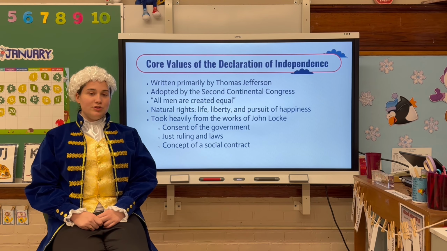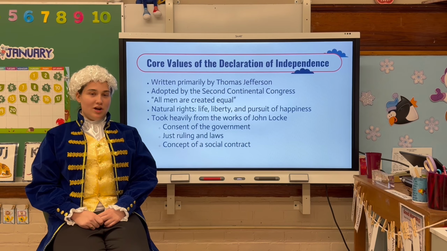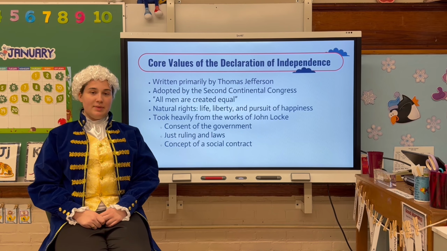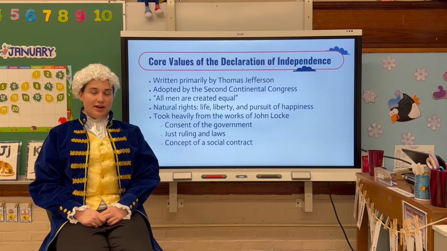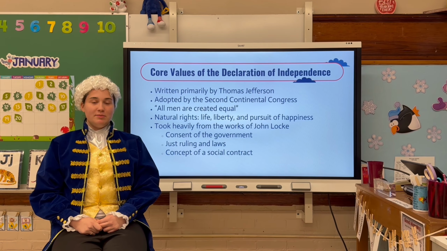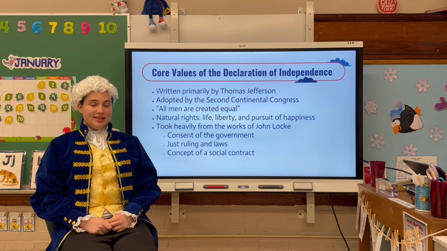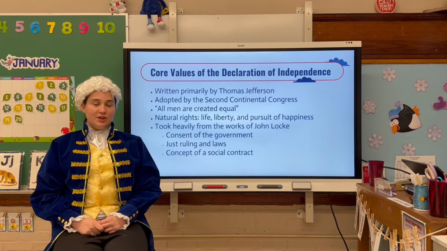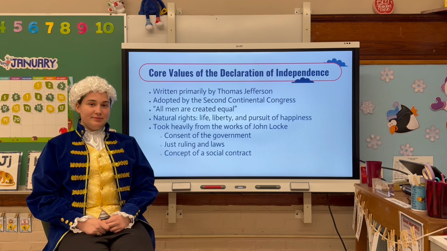John Locke's work, The Treatise of Government, covered the social contract. A social contract states that the government only has power as long as it has consent from the governed. The social contract also states that the government must protect the natural rights of its citizens, the rights of life, liberty, and property, or as Thomas Jefferson stated, the pursuit of happiness.